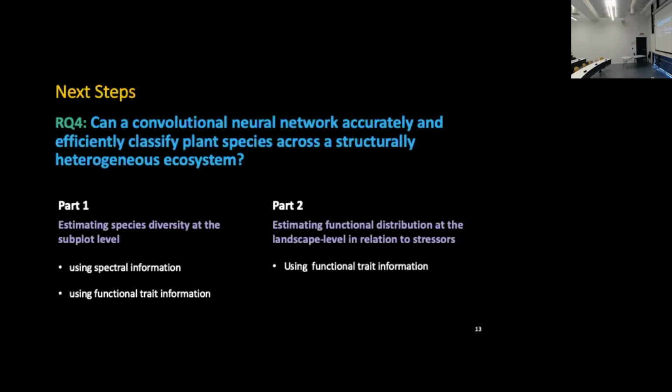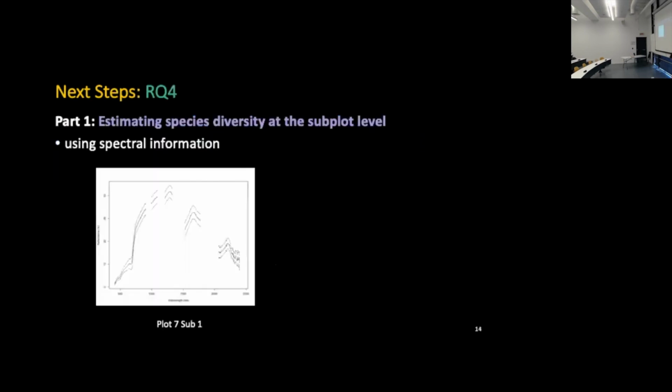Next steps. Essentially, the idea was to use machine learning and lots of the spectral and functional trait data that we have collected to try and estimate diversity, really. There are a couple ways we were going to do this. The first was going to evaluate species diversity at the subplot level. We have 108 subplots and lots of vegetation data for each. And we're going to use both the spectral information and the predicted functional trait information. And then part two has to do with the stressors, and I'll get to that after I'm finished talking about part one.